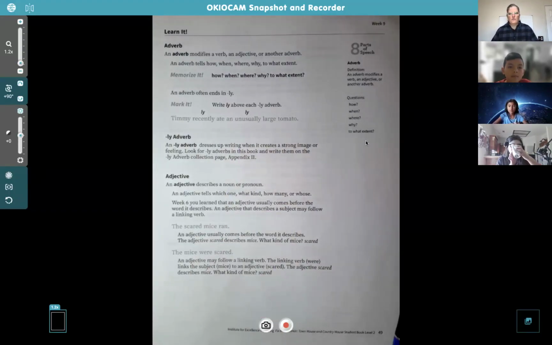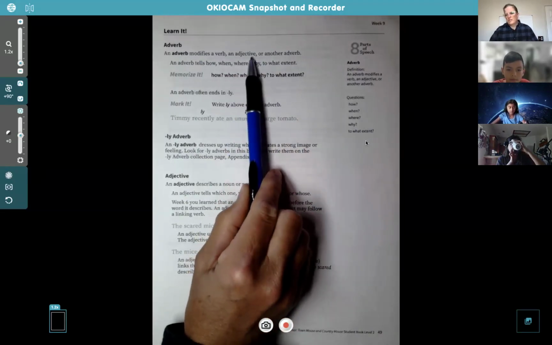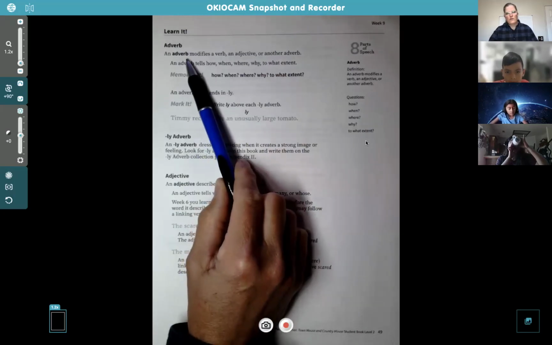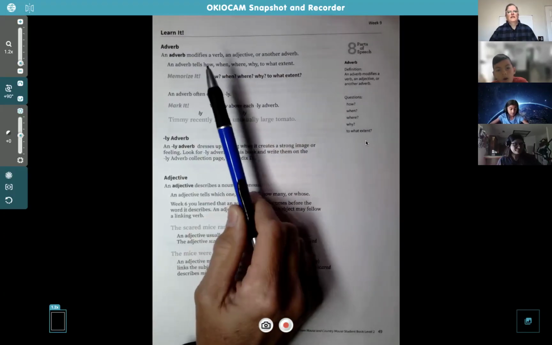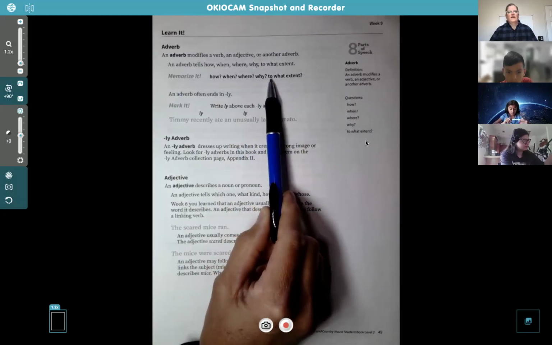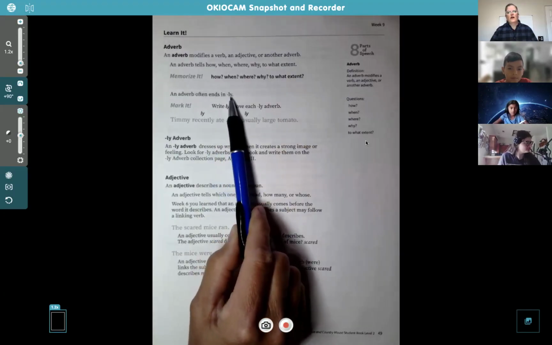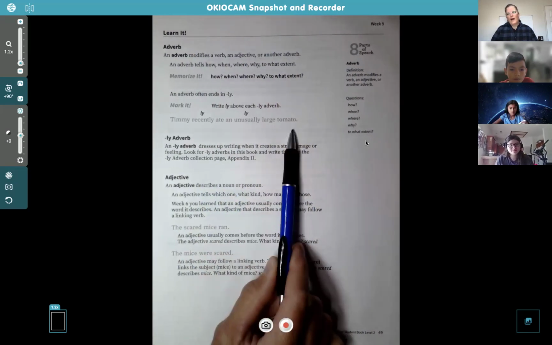You guys are already using them in your writing and you're pretty familiar with this, but just to review this part. It modifies a verb or an adjective or another adverb. So basically, the way it says adverb, that's a good thing to remember that it adds to usually a verb. And it tells when or how, when, where, why, and to what extent. And it usually or often ends in an ly. So that's the easiest to spot. And you're going to mark it with ly.